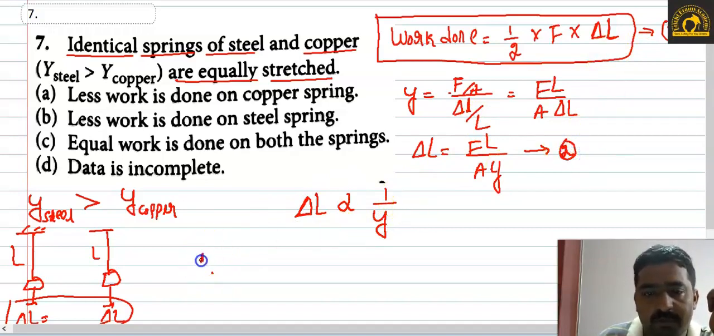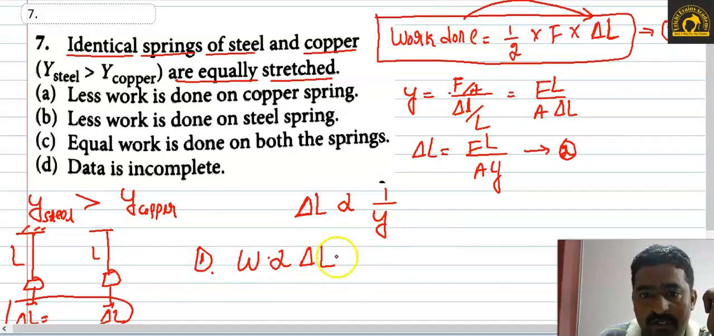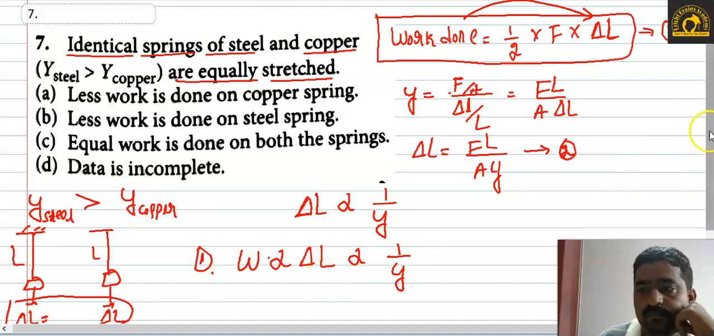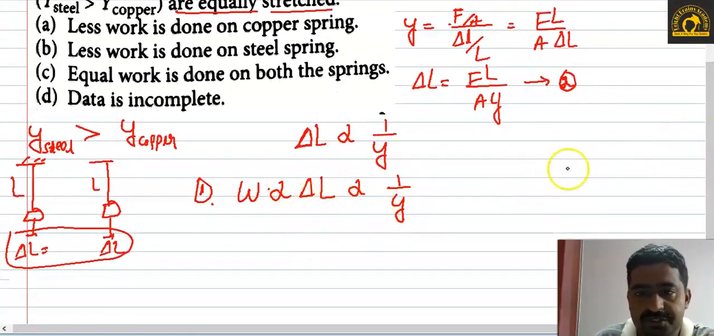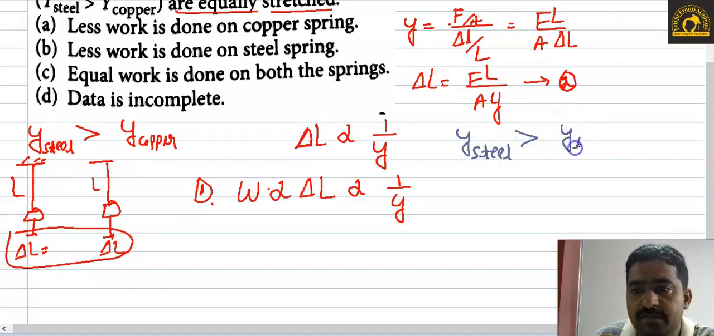From equation number 1, work done is proportional to delta L, and so work done is proportional to the Young's modulus. Now which Young's modulus is more? The Young's modulus of steel is more than the Young's modulus of copper. This is given here.